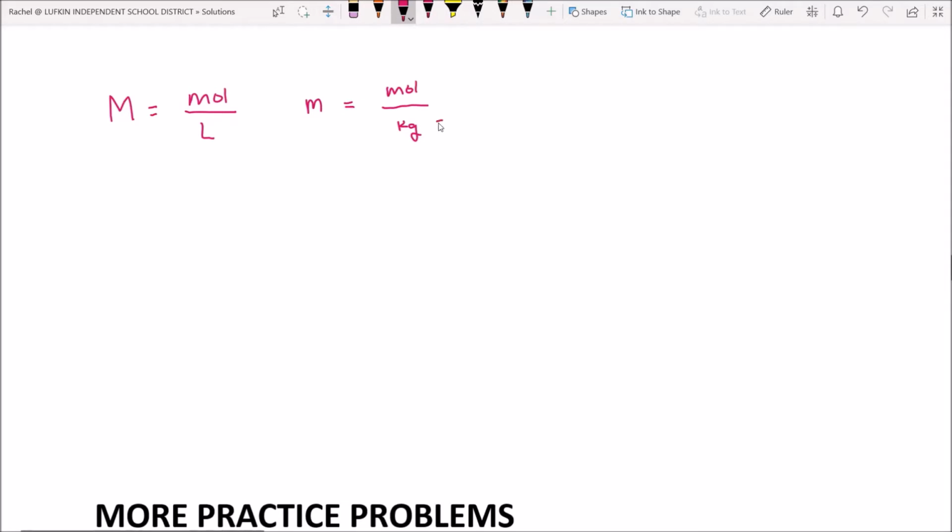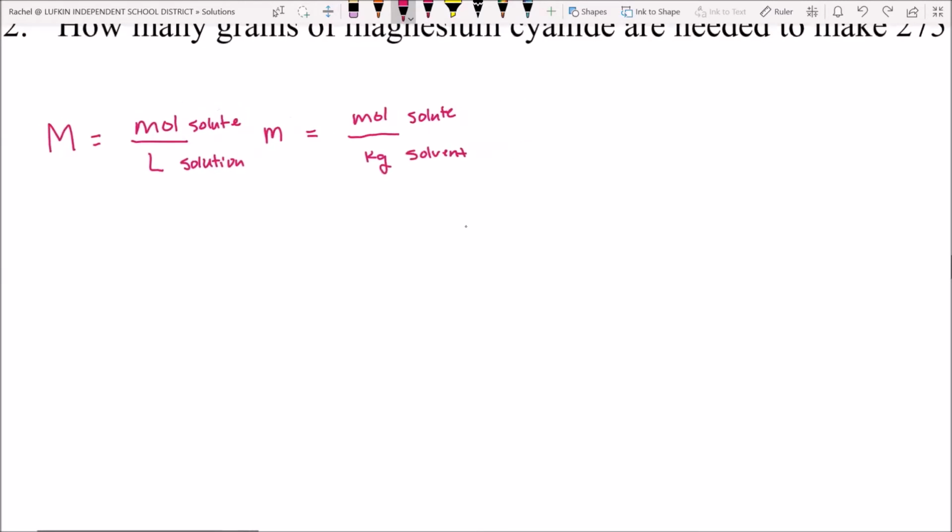With molality, on the bottom it's the solvent, and on the top, it's the solute. And with molarity, the top is the solute, and the bottom is the entire solution. But the main thing is that the solute always goes on top. And the solute, we'll go into that in just a second.